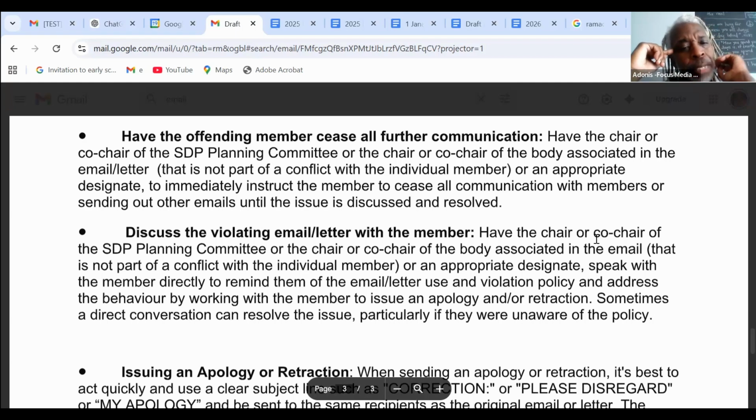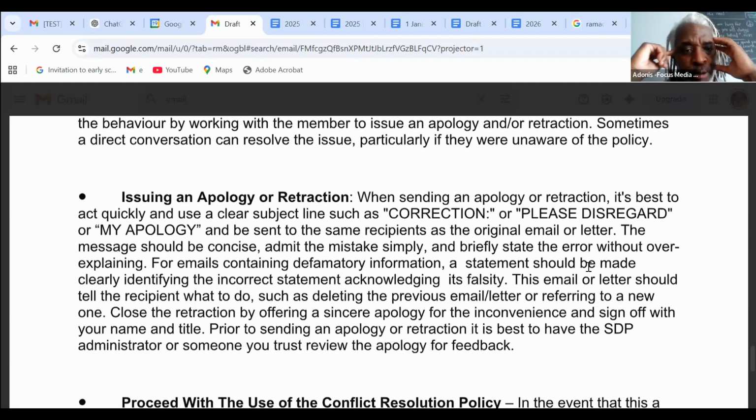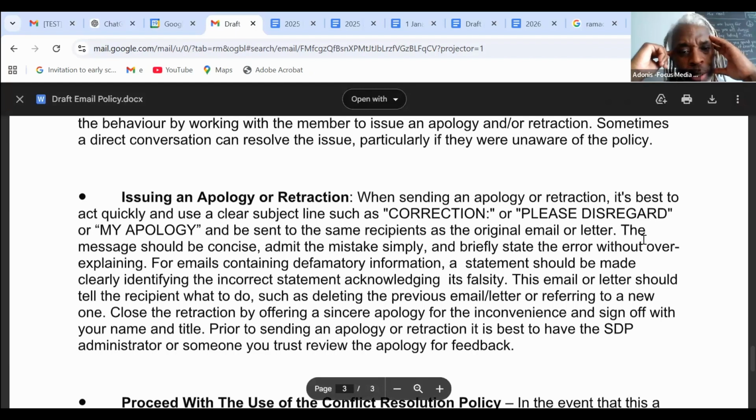And then the next step would be issuing an apology or retraction. When sending an apology or retraction, it's best to act quickly and use a clear subject line such as correction, please disregard, or my apology, and send it to the same recipients as the original email or letter. The message should be concise, admit the mistake simply, and briefly state the error without over-explaining.